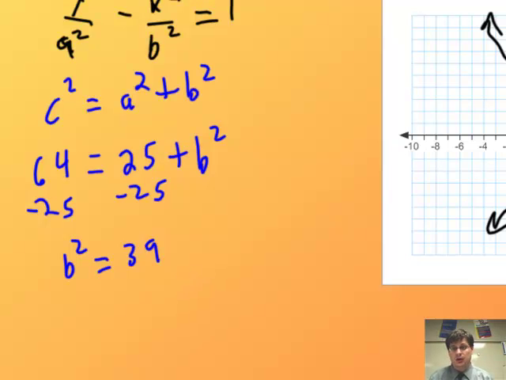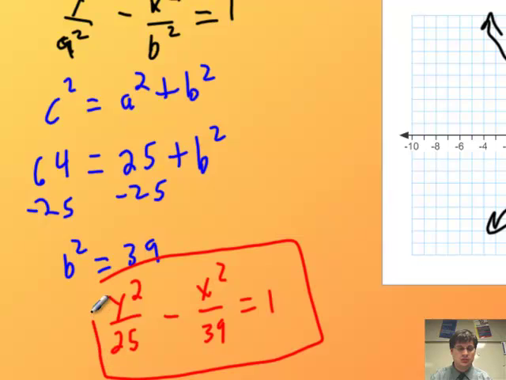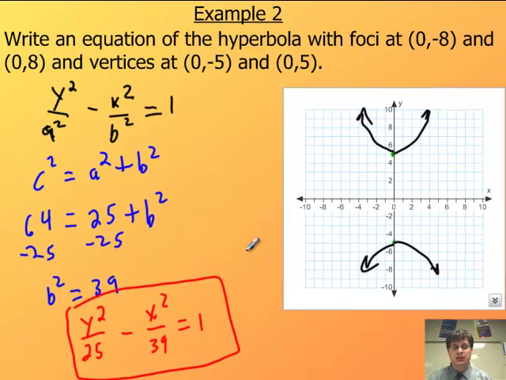Thus, when I write my final equation, it's just going to be y squared over 25 minus x squared over 39 equals 1. And I would box that in, and that's going to be the equation that will go through those points. So that's how you graph and write equations of hyperbolas.